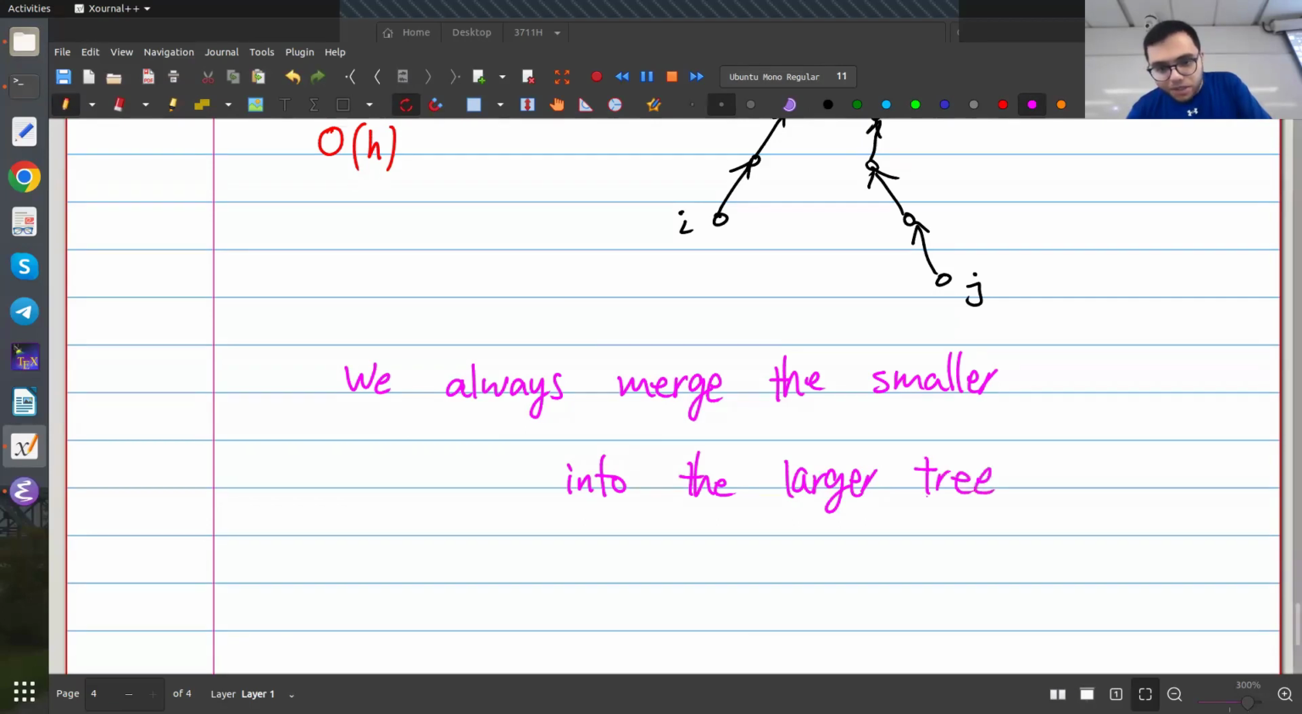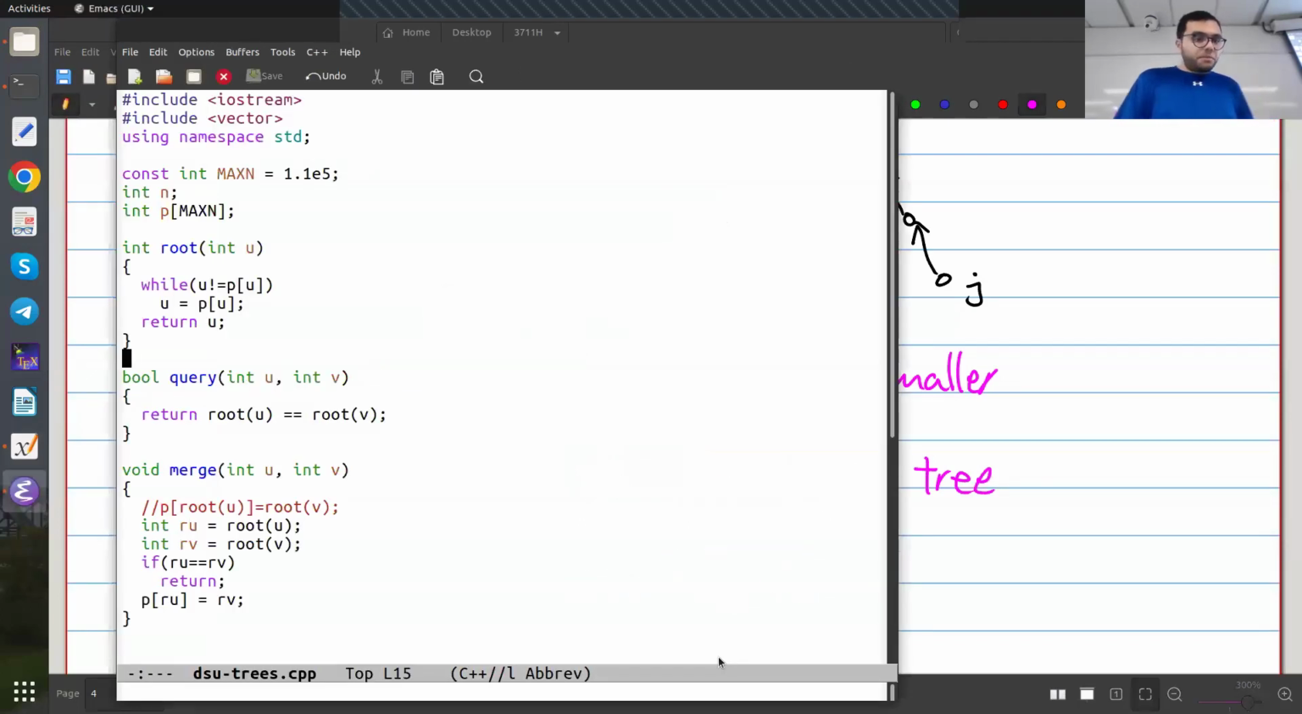And basically, because of this, I know that my height is always in O of log n. So all of my operations are going to take log n time. But, well, how can I do that?